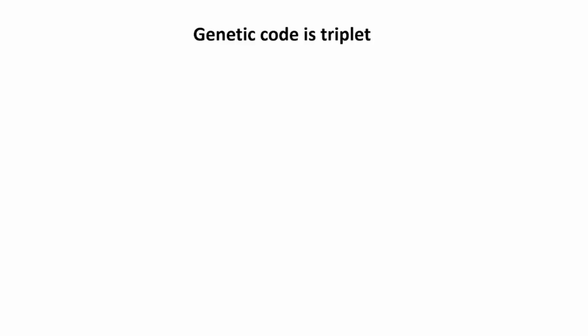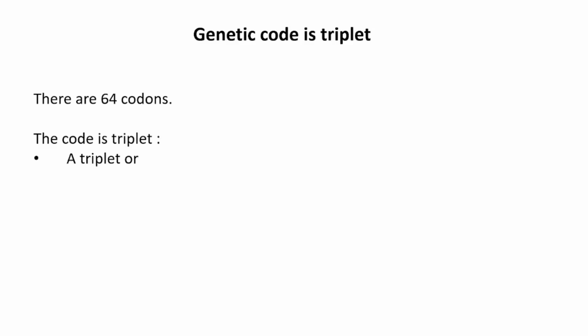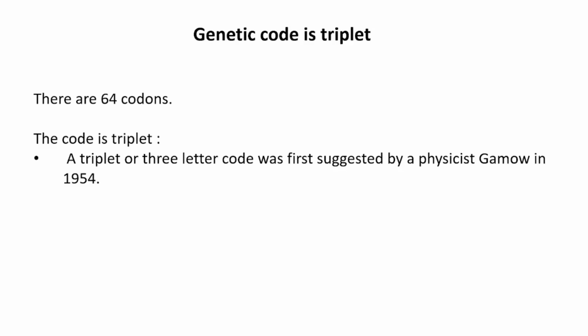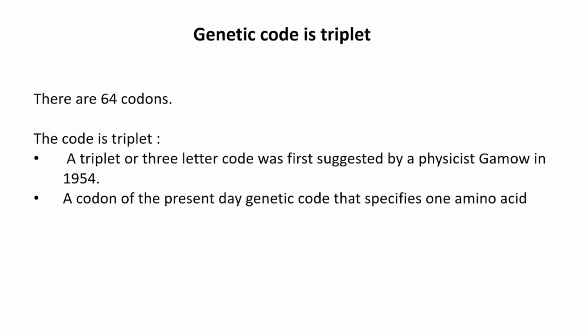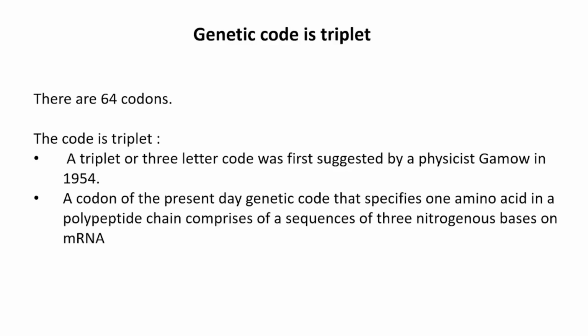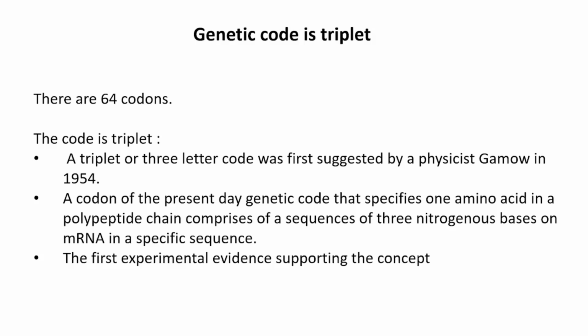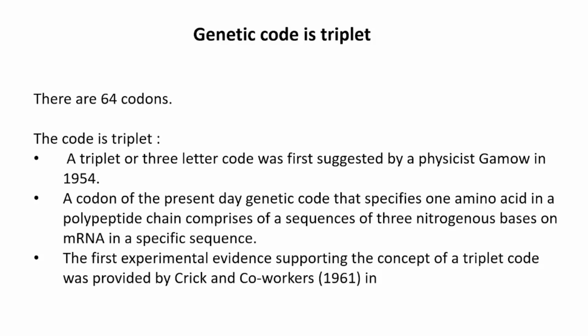The first is that the genetic code is a triplet code. There are 64 codons. The code is triplet, which means a three-letter code, first suggested by George Gamow, as we saw in the previous slides. A codon of the present-day genetic code that specifies one amino acid in a polypeptide chain comprises a sequence of three nitrogenous bases on mRNA in a specific sequence. The first experimental evidence supporting the concept of a triplet code was provided by Crick and co-workers in the T4 bacteriophage.